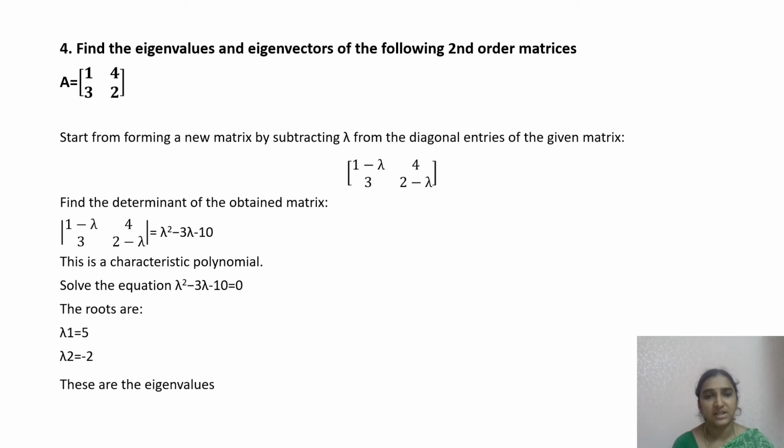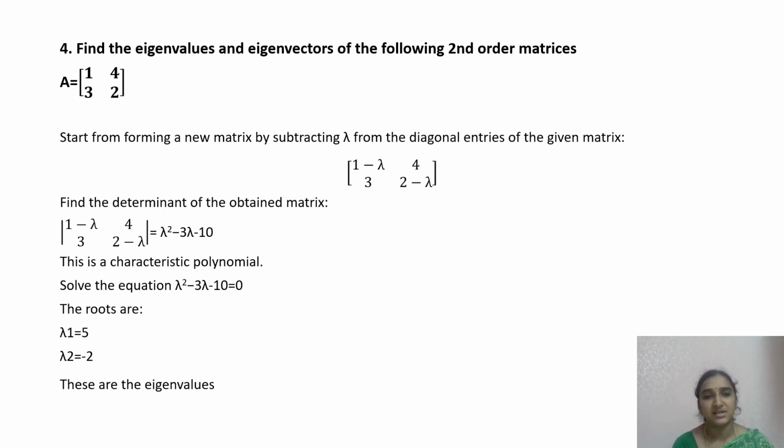Now let us find the eigenvalues and eigenvectors of the matrix A, which is equal to 1, 4, 3, 2. Start by forming a new matrix by subtracting lambda from the diagonal entries of the given matrix. The resultant matrix would be 1 minus lambda, 4, 3, 2 minus lambda. Find the determinant of the obtained matrix. The determinant of 1 minus lambda, 4, 3, 2 minus lambda would be equal to lambda square minus 3 lambda minus 10.